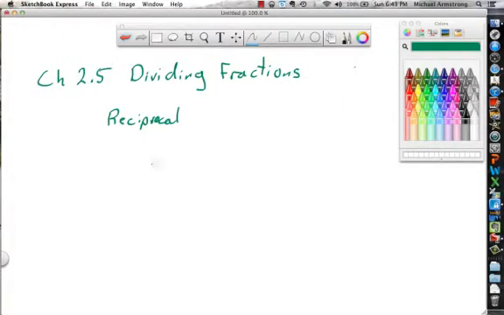Okay. The reciprocal is a number that when you multiply a number by its reciprocal, it equals 1. So like 1/4 times 4/1 is equal to 4/4, which is equal to 1. So this is the reciprocal. It's a number that when you multiply it by another number, you get 1. And usually you just flip it over.